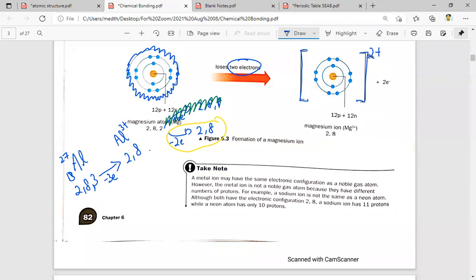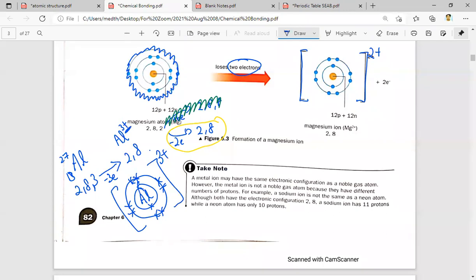It is actually Al 3+. If I were to draw it out, Al in the middle, first shell will have 2 electrons, second shell will have 8. Okay, that's all. But because it's an ion, I need to put a square bracket, and then I put 3+. So that's how you go about drawing ions.